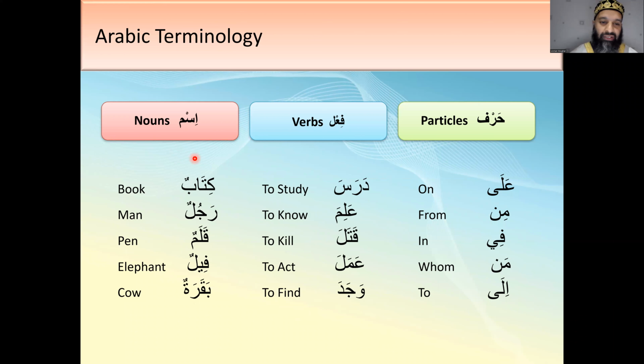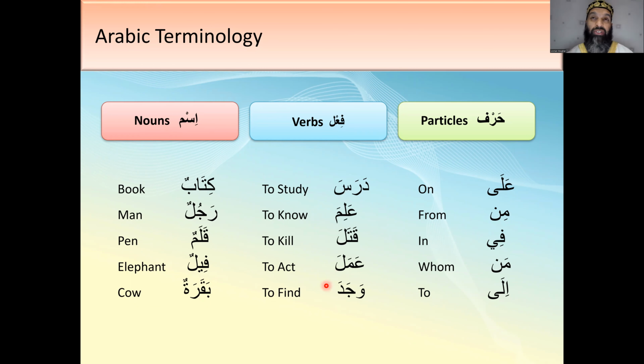And we mentioned that the default ending for singular nouns is always dhamma, dhammatain. Yeah, double dhamma. So you can see that kitabun, rajulun, qalamun, filun, baqaratun, these are all nouns. A way you can tell a word is a noun is if it has a double ending. So if it ends in double dhamma or double fatha or double kasra, then it is classed as an ism, a noun. You won't get a verb ending in a double.